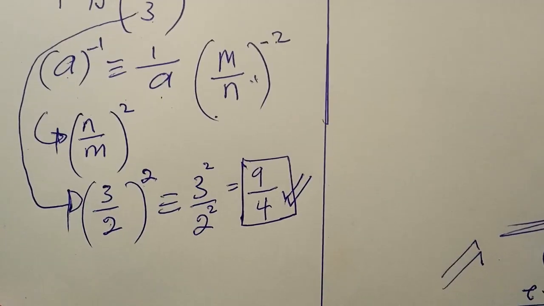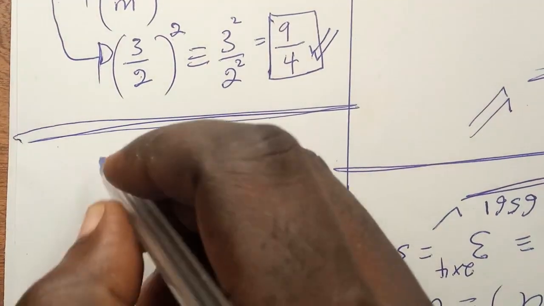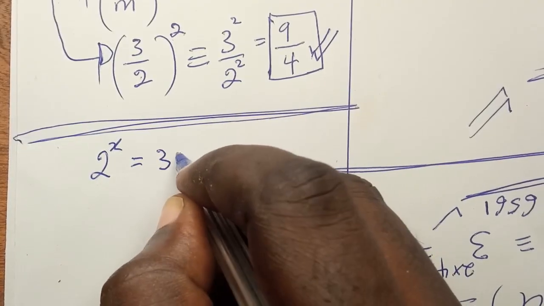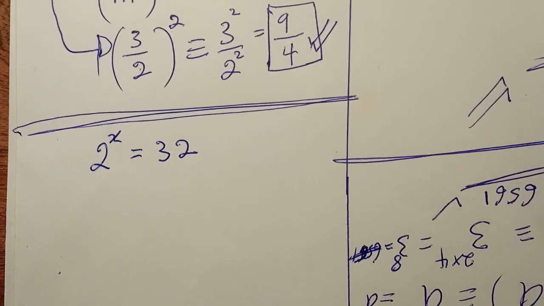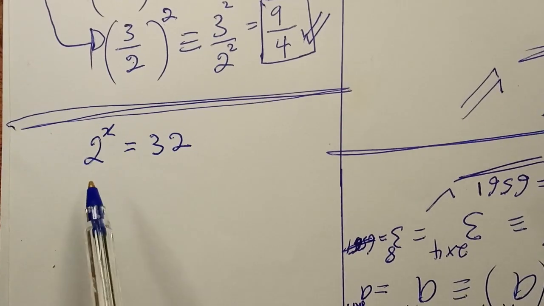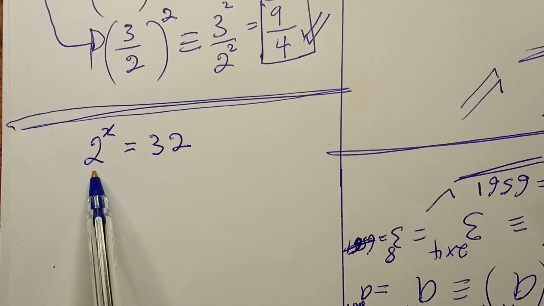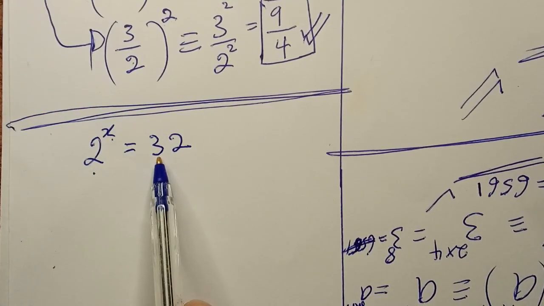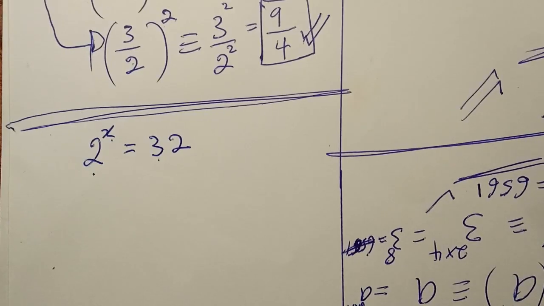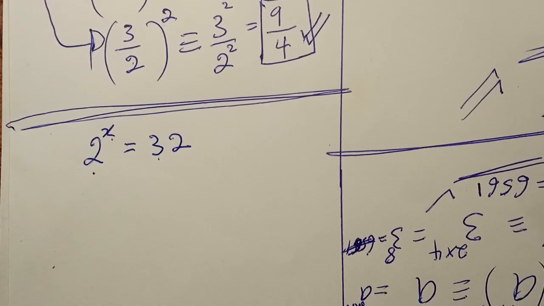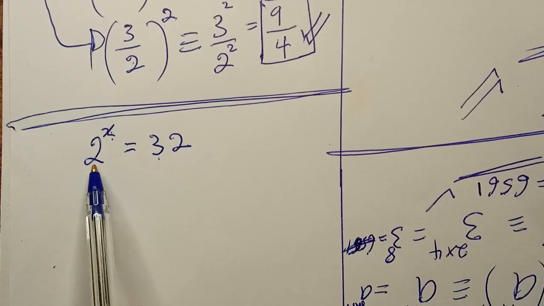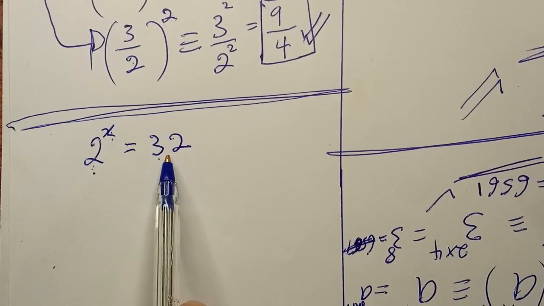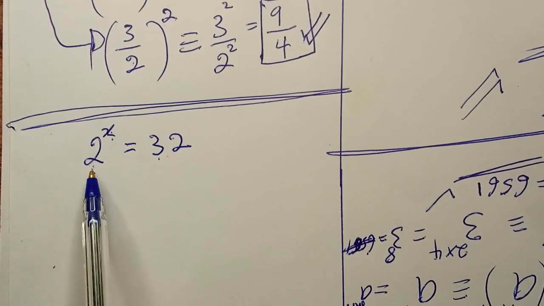Let's look at the next expression. We have another one here: 2 raised to the power x is equal to 32. Now, for us to solve this, the left-hand side has a power, which is x, and the right side is a simple number. This law states that whenever we have an expression with a base that is a particular number, then we must change the number expression to the base of 2.